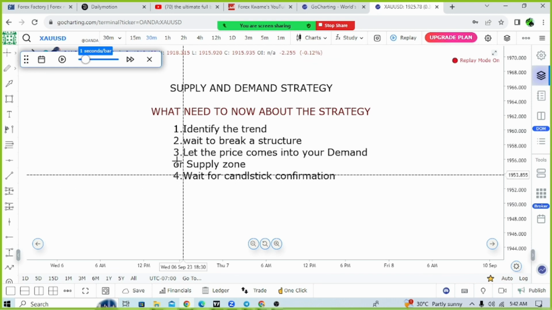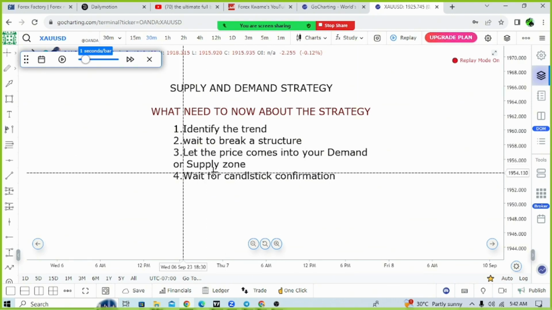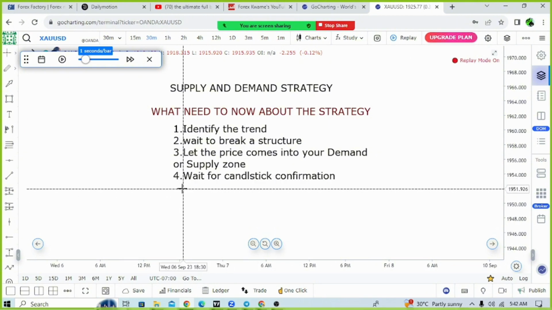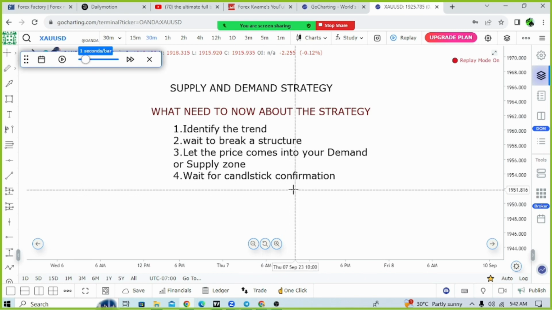Okay, so number three is let the price come into your demand or supply zone. And then number four, step 4, which is wait for candlestick confirmation to enter the trade.